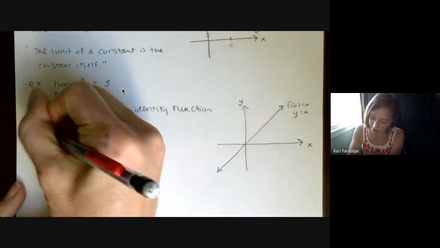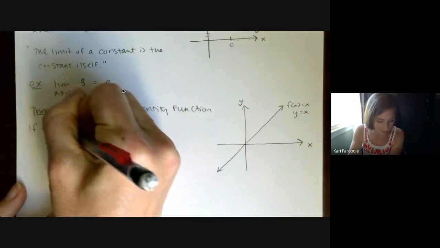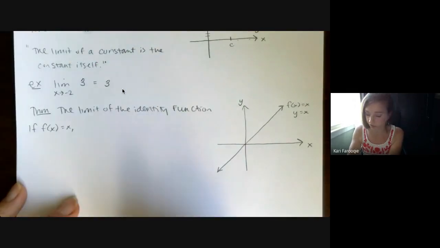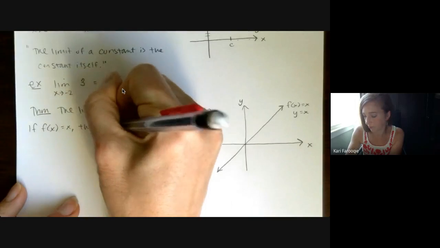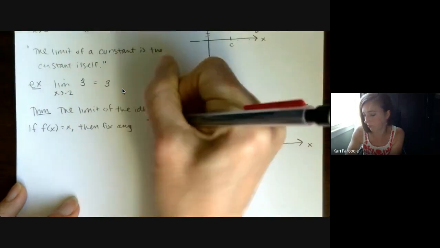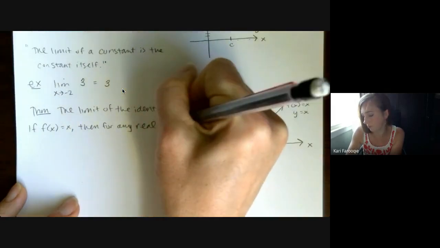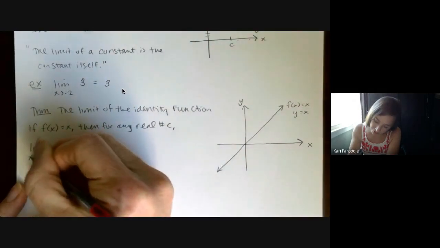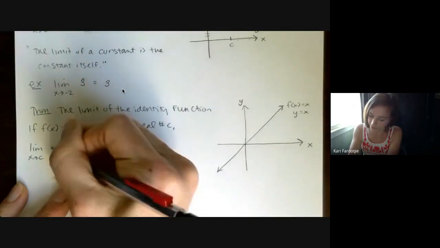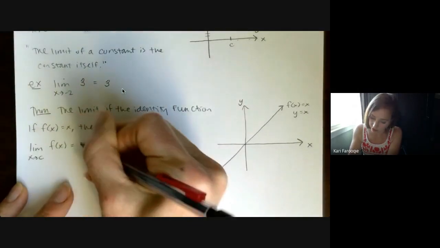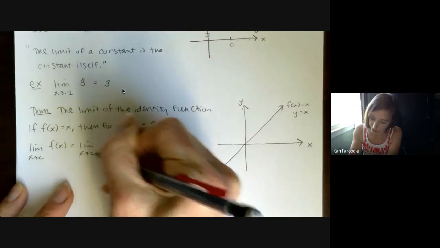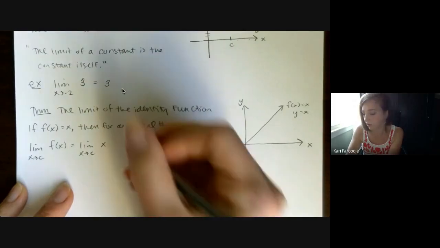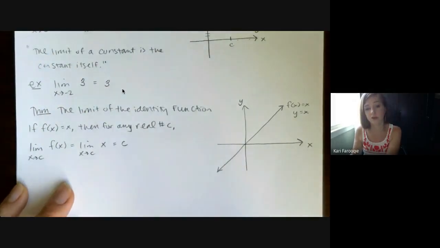If f of x equals x, then for any real number c, the limit as x approaches c of f of x is the limit as x approaches c of x, and that is going to be c.